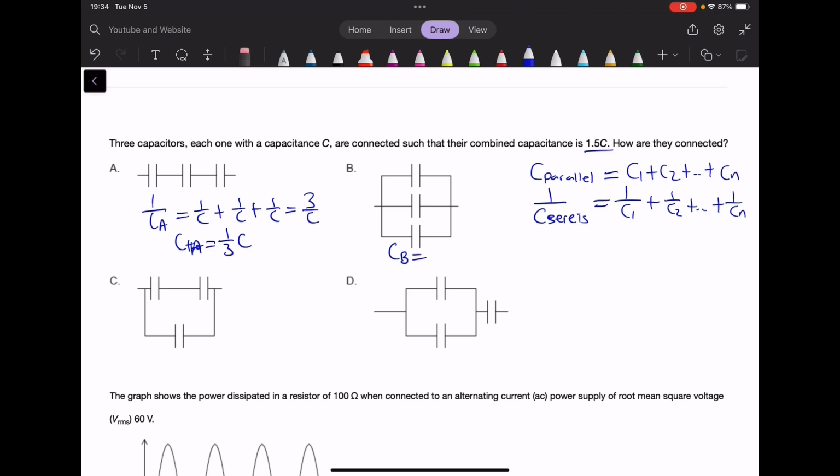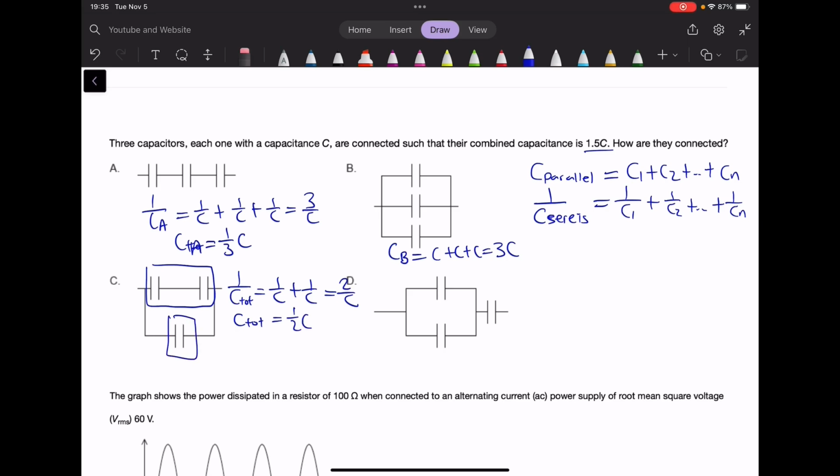So the total capacitance is equal to C plus C plus C, which is 3C. For C, we have 2 capacitors connected in series. So the total capacitance for the 2 capacitors is given by 1 over C plus 1 over C, which is 2 over C, giving us a total capacitance of a half C.